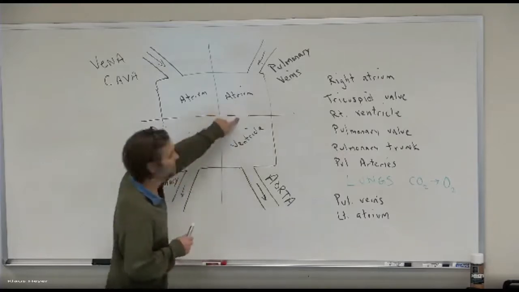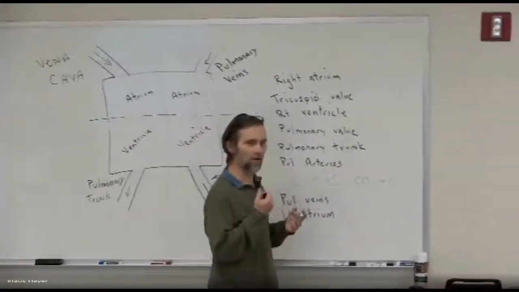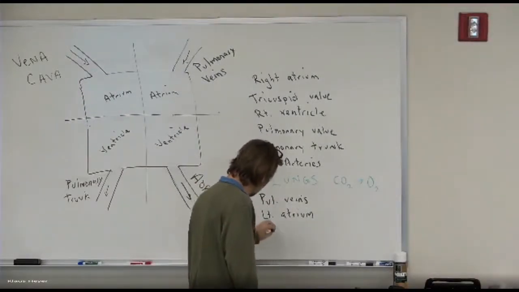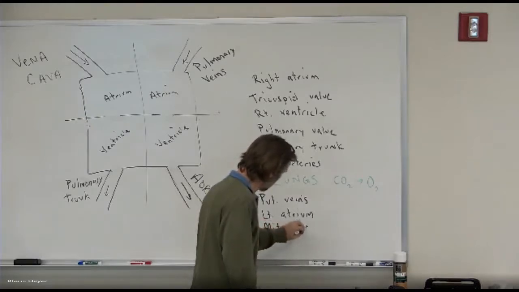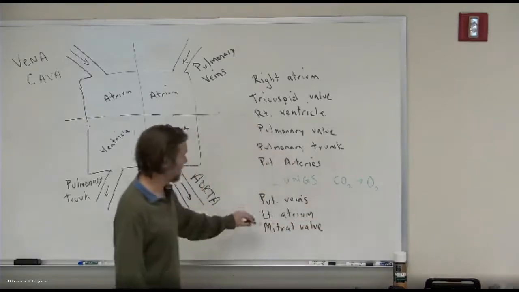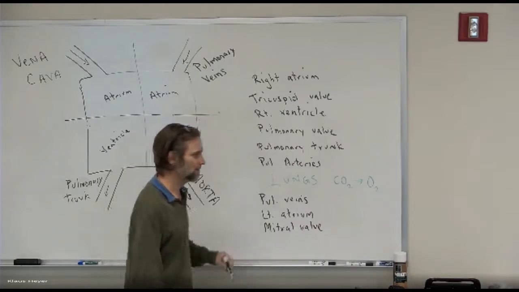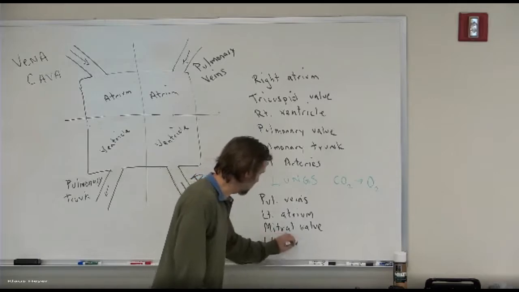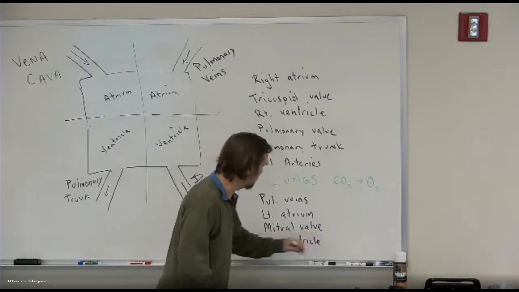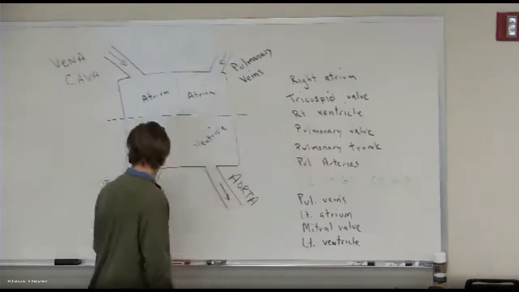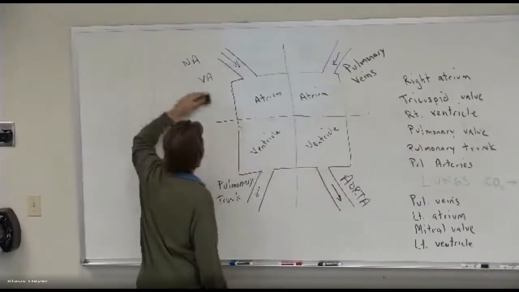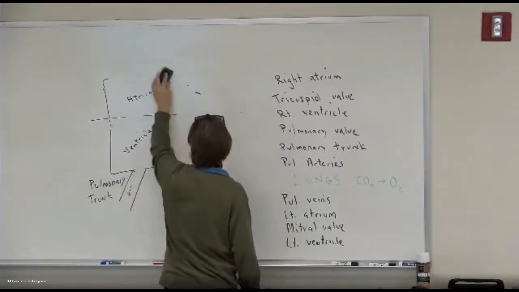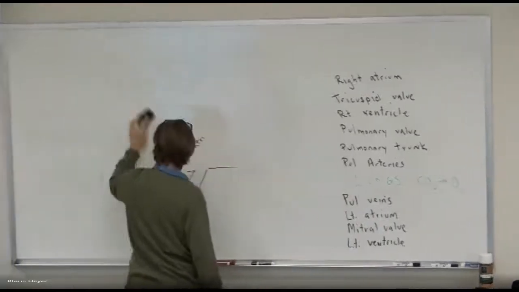Left atrium, mitral valve. If you want to call it bicuspid, that's fine. Nobody does it though. Mitral valve into the, you guys can see a little bit lower, left ventricle. All right. You can think about where it's going to go now. It's got to go through another valve, right? If it's in the ventricle.